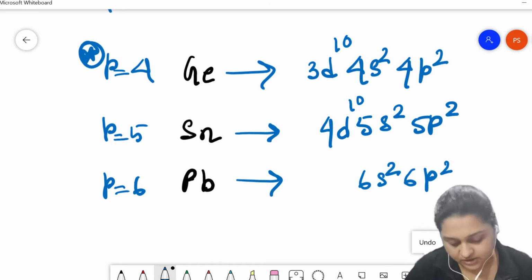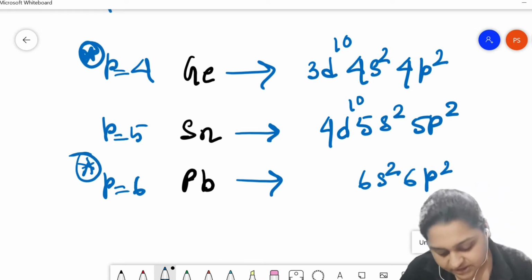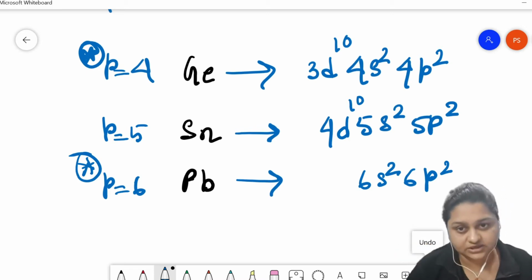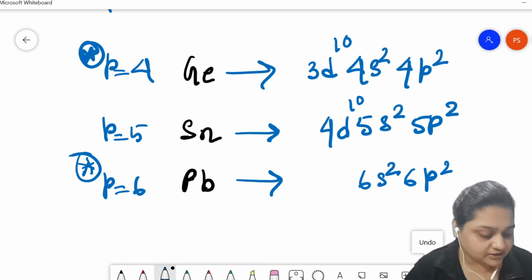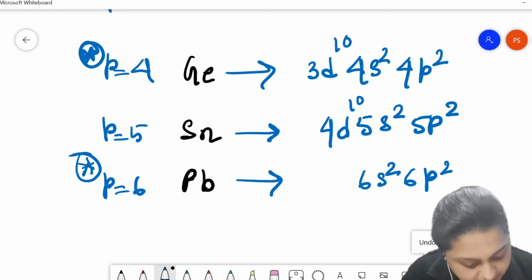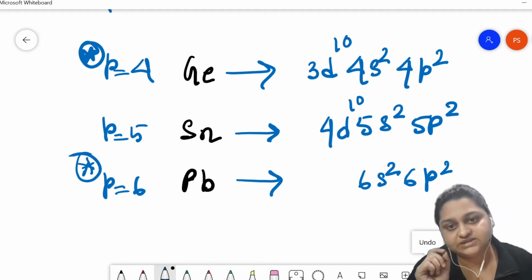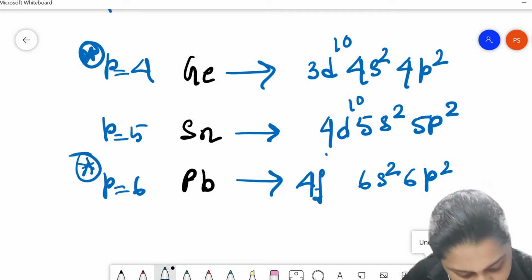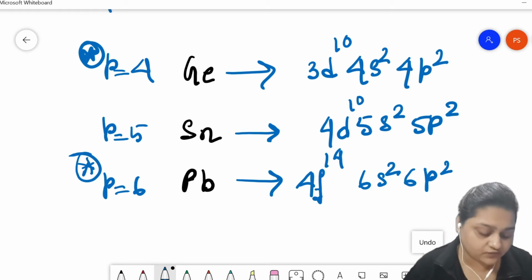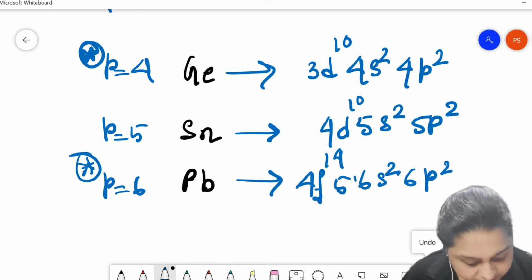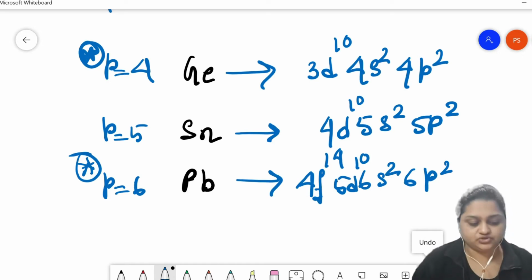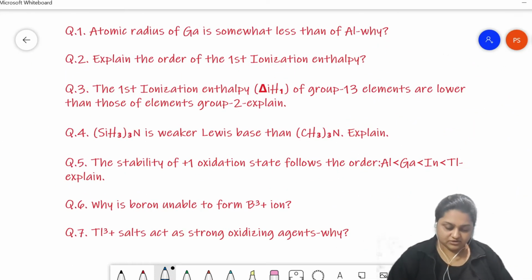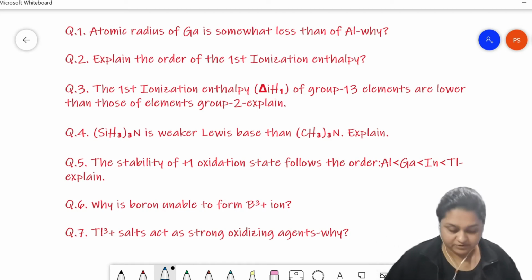The last one, lead, has another anomaly in its electronic configuration, just like the group 13 last element, thallium. The pre-penultimate shell, that is the 4f, has 14 electrons and it is included in the valence shell. So the electronic configuration is 4f14 5d10 6s2 6p2. Let's study some question answers and see how this chapter proceeds.